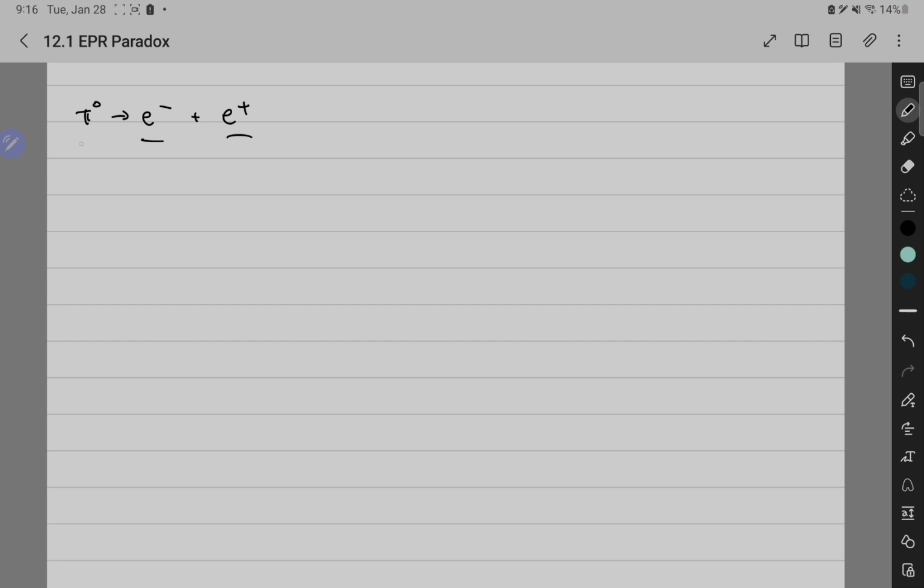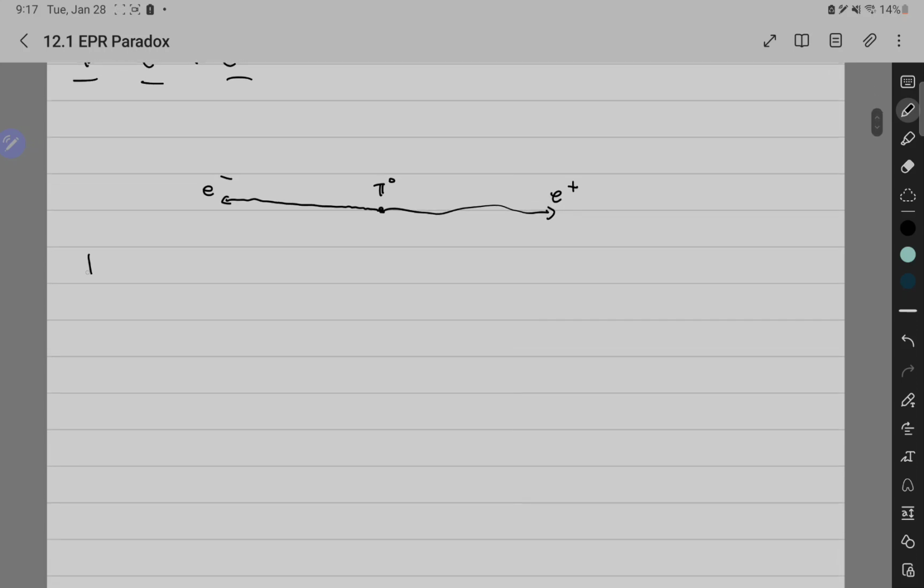We assume that this pion is at rest, and that the electron and positron fly off in opposite directions. That's going to look something like this: here in the middle is the pion. One goes this way, the other goes the opposite direction. Let's say this one is the electron, this one is the positron. They fly in opposite directions. Now since a pion has a spin of 0, the conservation of angular momentum requires that the electron and positron occupy the singlet spin configuration, which is the following.